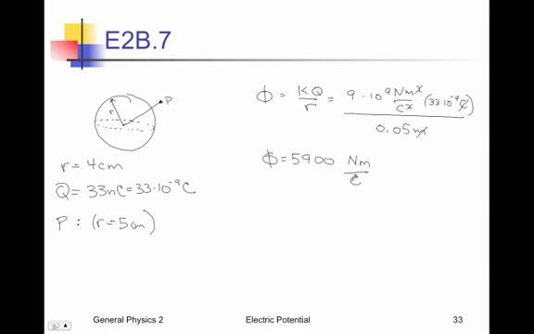Okay, and I know that a joule is equal to a newton times a meter. So here I have a joule, so newton meters are equal to joules over coulomb. And I also know that a joule per coulomb, or a joule divided by a coulomb, is equal to a volt, right? Because that's the definition of potential. Potential is the amount of energy per charge. So my answer is 5,900 volts.